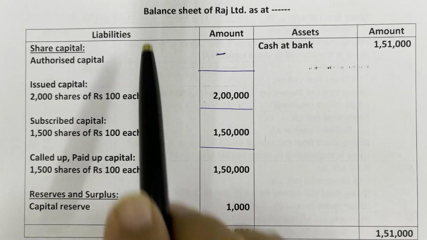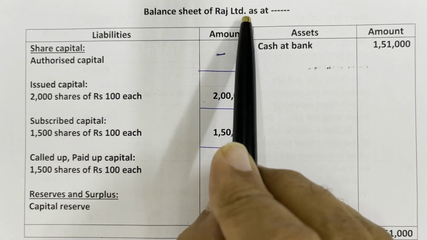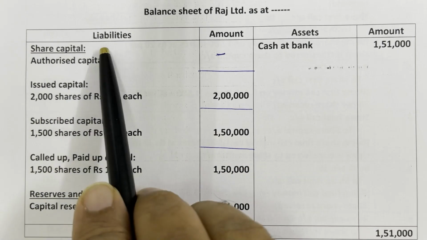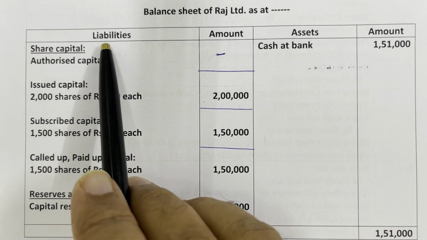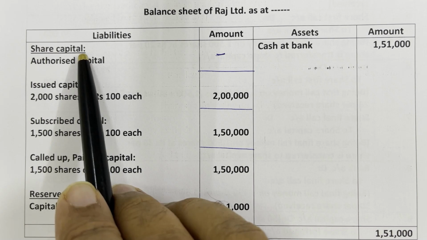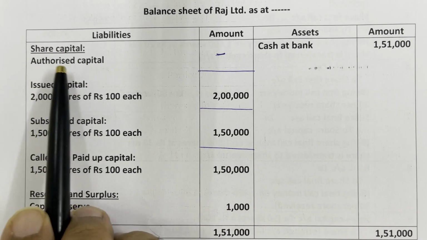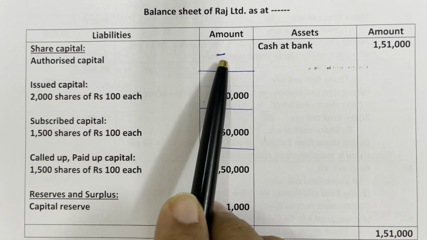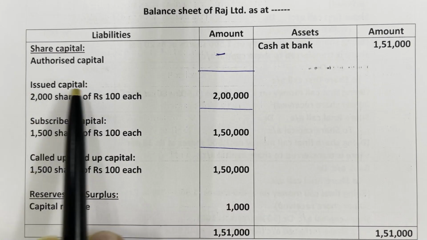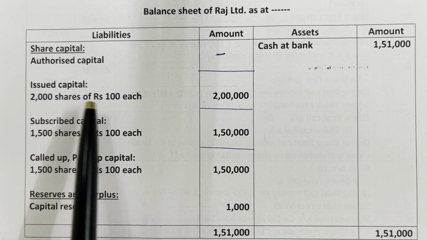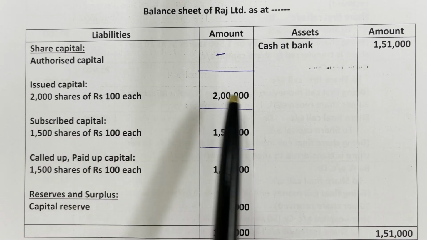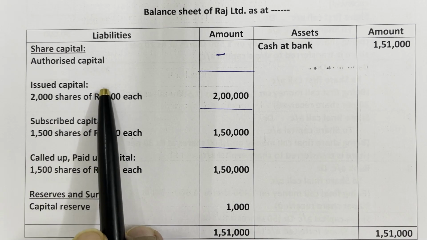This is the balance sheet. Heading, balance sheet of Raj Limited. Liabilities amount, assets amount. Liability side, under the head share capital, we have to show different categories of share capital. First one, authorized capital. In question it is not given, nil. Issued capital, 2,000 shares at the rate of 100 rupees each. 2 lakh is the issued capital amount.